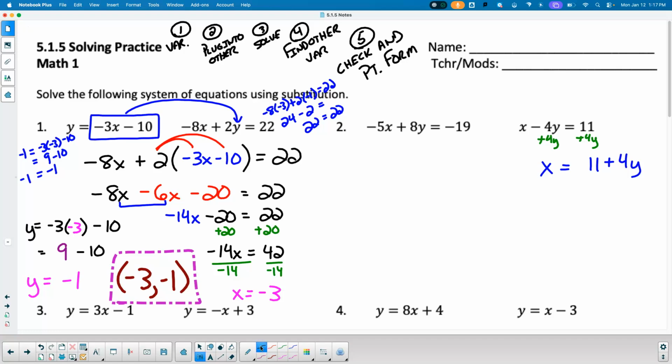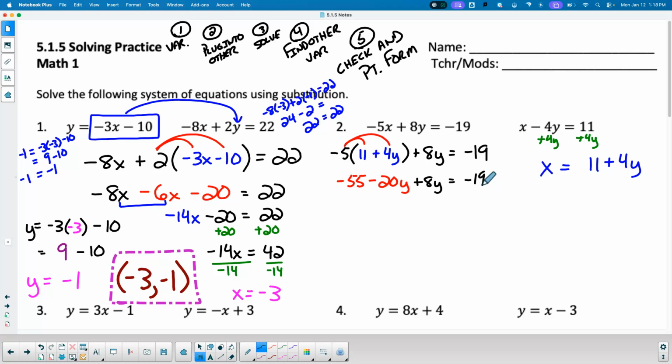So since step 1 is done, now we can go on to step number 2. Step number 2 says I'm going to put 11 plus 4y in for x in my other equation. Then I'm going to distribute and solve. So that's going to be negative 55. Oops, I put a plus. Should be a minus there. Minus 20y plus 8y equals negative 19.